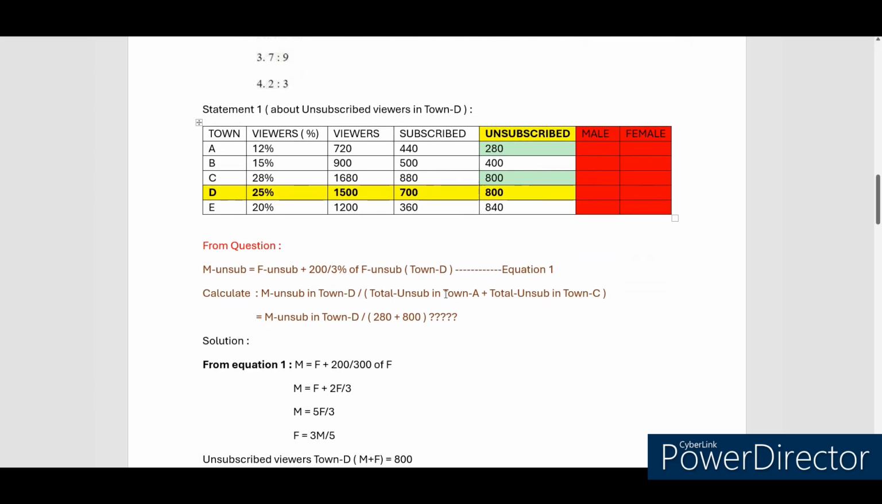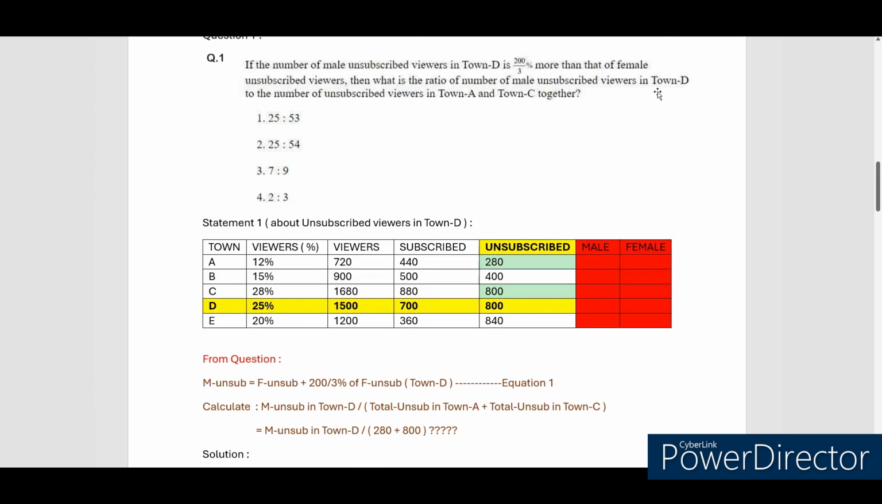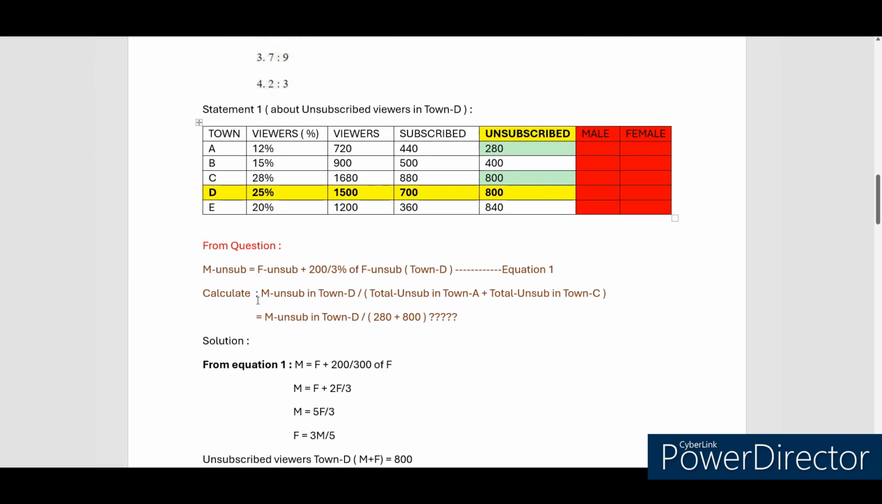Now they are asking you to calculate the ratio of the number of male unsubscribed viewers in town D to the number of unsubscribed viewers in town A plus town C together. What will be the question in terms of an equation? It is male unsubscribed in town D divided by total unsubscribed in town A plus total unsubscribed in town C.